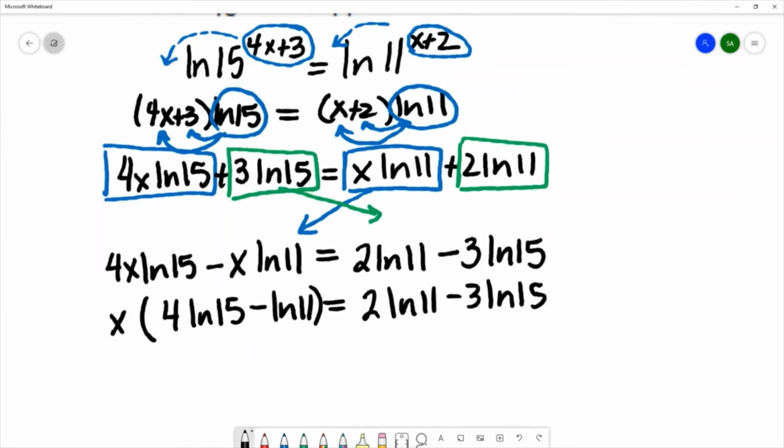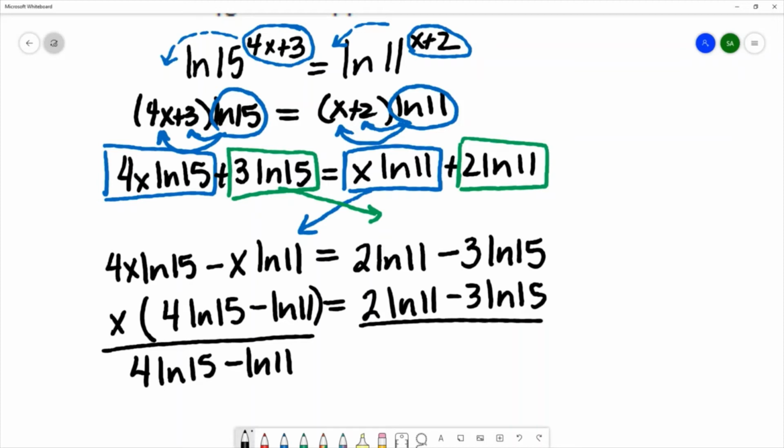X is multiplied by what's in the parentheses. I'll solve for x by doing the opposite operation, which is division. So I'll divide by 4 natural log of 15 minus natural log of 11. I'll do the same thing to the other side to keep my equation balanced.